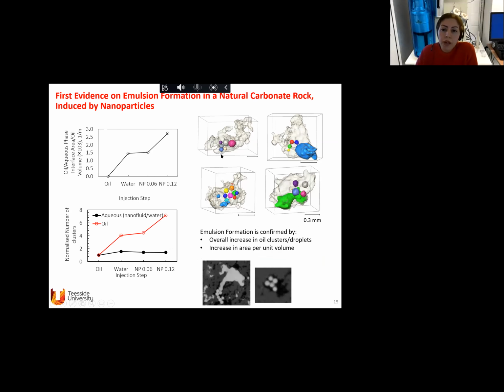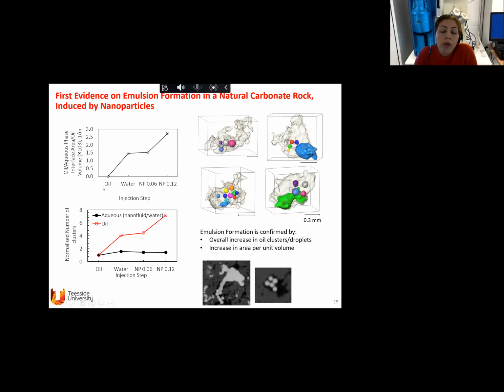I'm showing you some examples of these emulsions. These are the actual grayscale images that we took. The brighter phase here is the oil phase. You can see that there are droplets that are formed. And because we have nanoparticles in this system, the nanoparticles sitting at the oil-water interface also stabilize those droplets, so they're not easily joined together. That's what we observed.